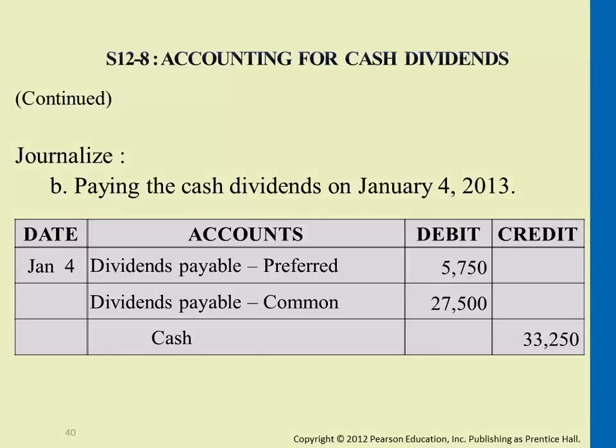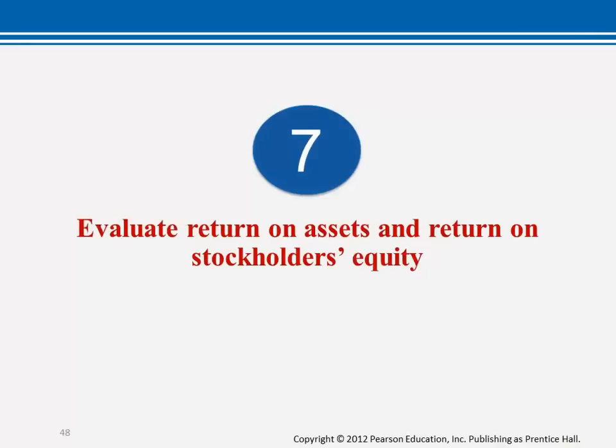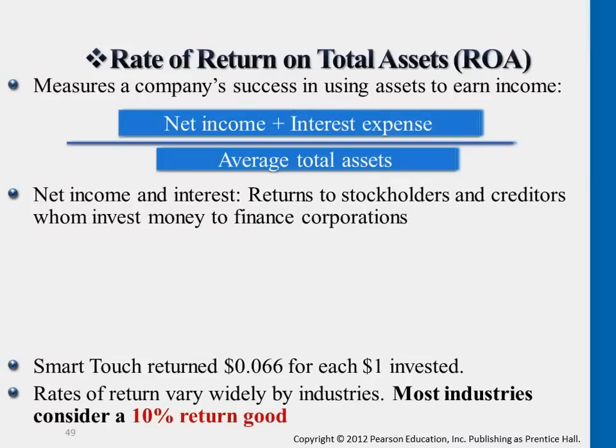Okay, let's take a look at the last section of this chapter that we'll cover on return on assets, return on stockholders' equity. So these are two ratios that are very important, and oftentimes shareholders, creditors, they will be using these to decide whether or not to invest in the business or borrow money to this business. So again, a lot of the ratios are using different aspects to analyze the company from different perspectives.